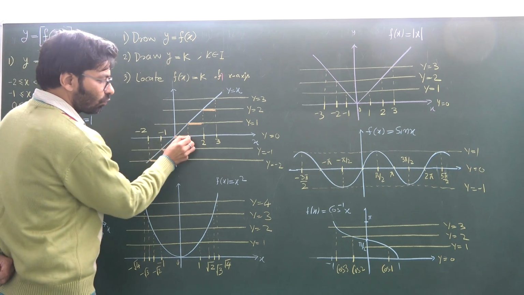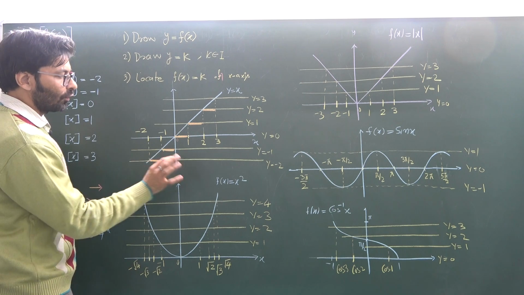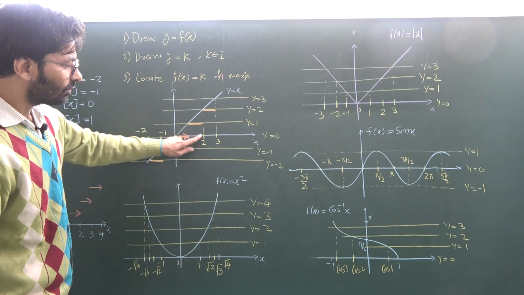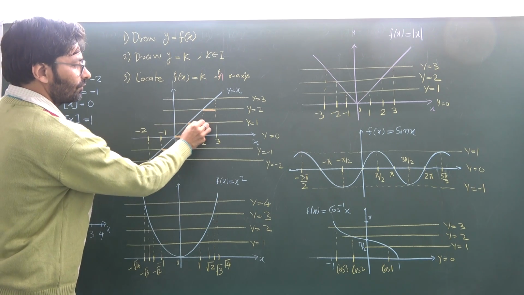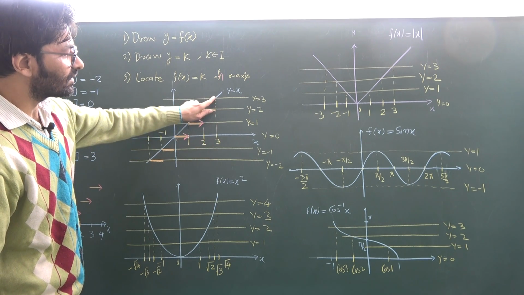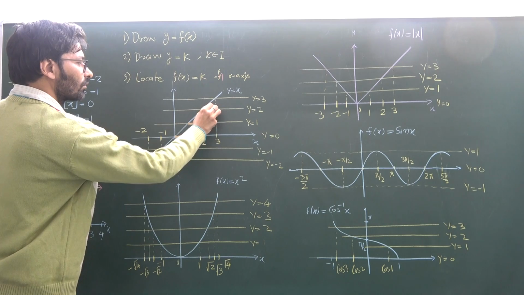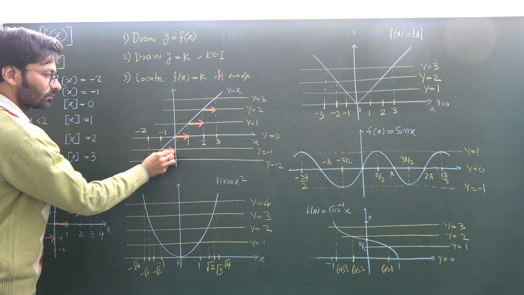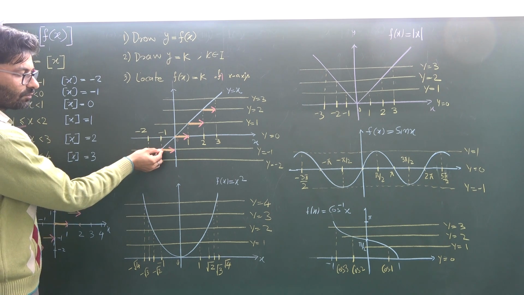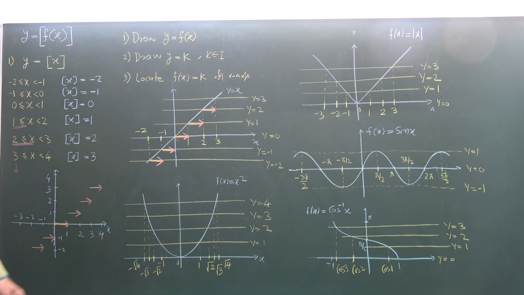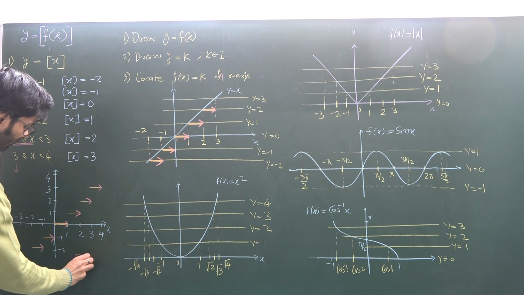So at x equals 1, the y coordinate must be 1, not 0, which means refuse. At x equals 2, the y coordinate must be 2 and not 0, so refuse. At x equals 3, the y coordinate must be 3, this point, not 2, which means arrow. At x equals 0, the y coordinate must be 0, not -1. At x equals -1, the y coordinate must be -1, not -2, refuse. This is my graph of the greatest integer of x.